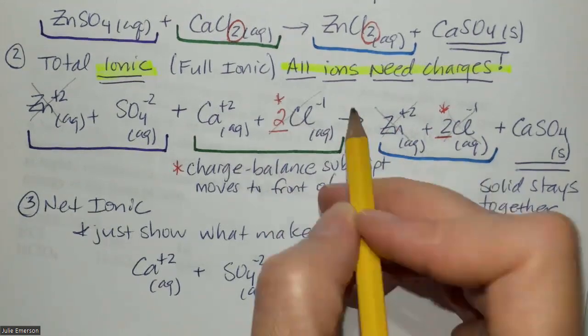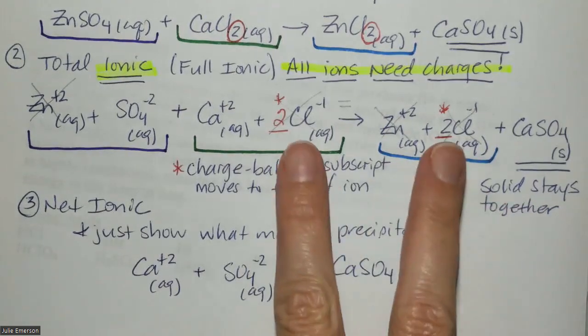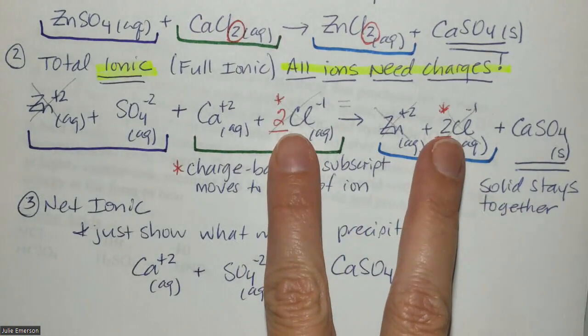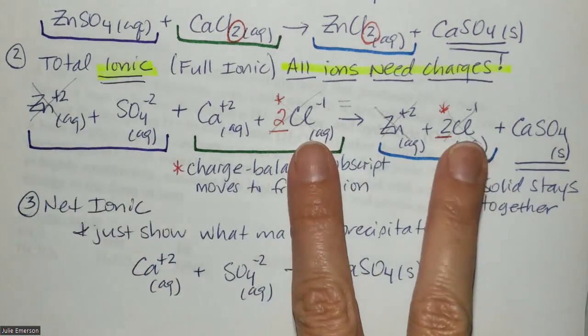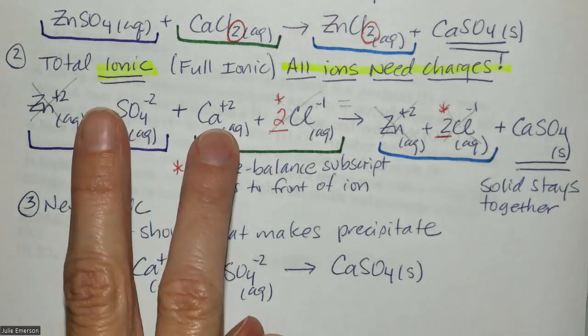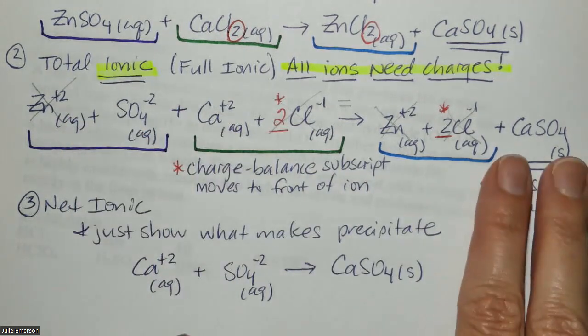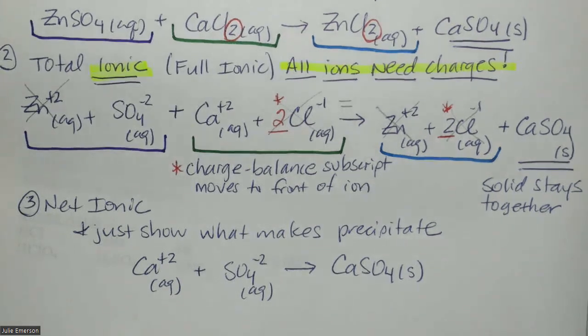So you can almost think of your arrow like an equal sign in math. And if you have like terms on both sides, you just subtract them, right? They cancel out. So the zinc ion cancels out, the 2 chloride ions cancel out. And what you're left with is the calcium and the sulfate ions coming together to make the calcium sulfate. So if you're more comfortable writing out the total ionic, canceling everything out, and then getting your net, absolutely do it that way. If you can, I always like shortcuts if I can do it.